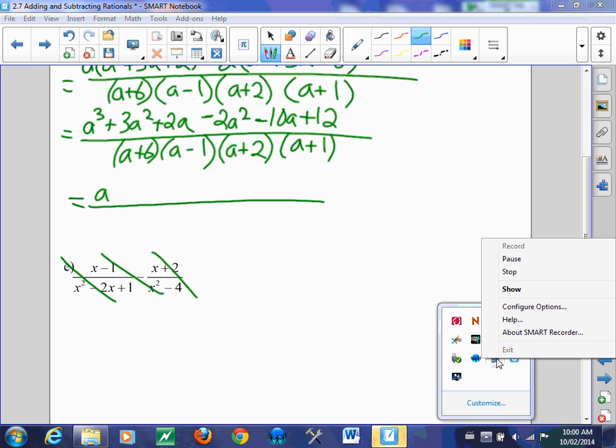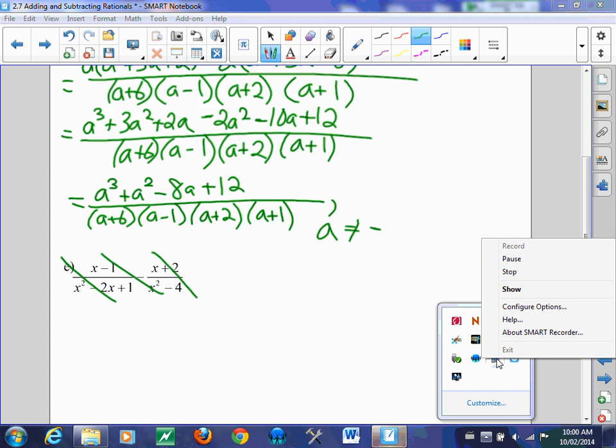Let's finish that off. A to the power of 3 plus a squared minus 8a plus 12, all divided by this denominator for the last time, a plus 6 times a minus 1 times a plus 2 times a plus 1. And lastly, our restrictions, where a cannot be equal to negative 6, negative 2, negative 1, and 1.